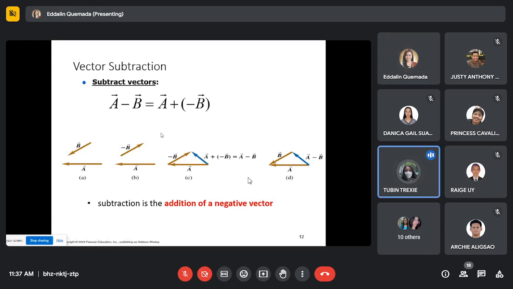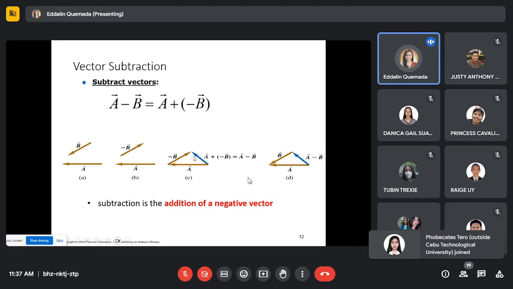Head to tail, ma'am. Head to tail, right? This is vector A. The negative of vector B is attached to it. And this is now the resultant. You always draw the resultant vector from the point of origin, or from the tail of the first vector, to the arrowhead of the last vector. So this is now the resultant vector.